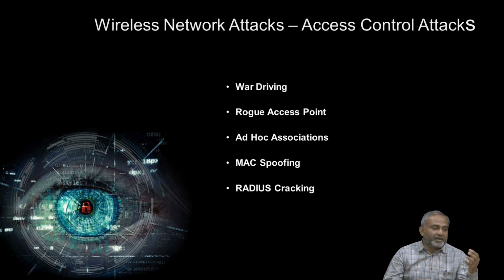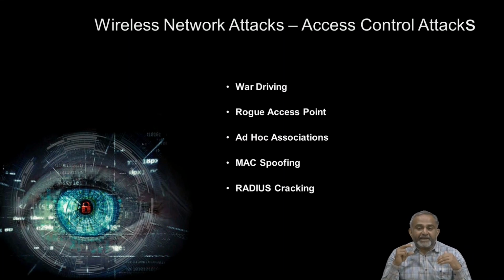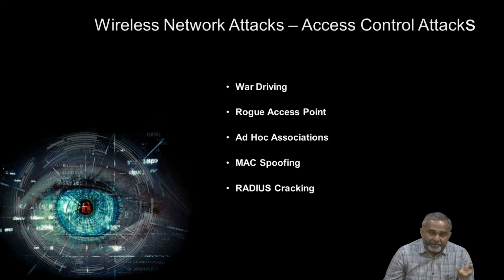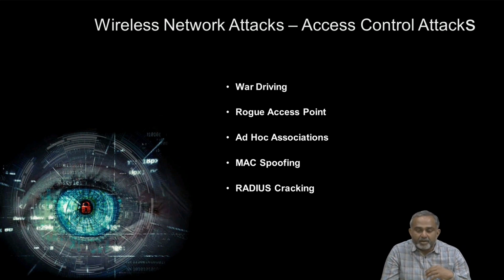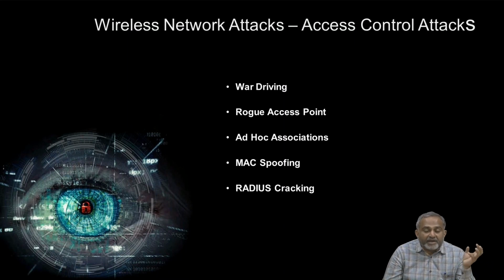Then after that, RADIUS cracking. As we discussed, RADIUS is the dedicated server which provides the WPA key to the server as well as the client. That means the access point as well as the client. This server provides the key based on EAP to the access point as well as the client. But what happens if, by using a brute force attack, one can crack the RADIUS server? At that time, the intruder can easily know the key which is provided to the access point as well as the user, and with the help of this cracking, he or she can get access to the wireless network. So these are the access control attacks.